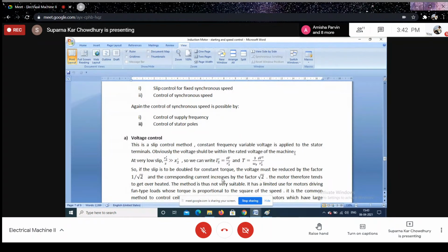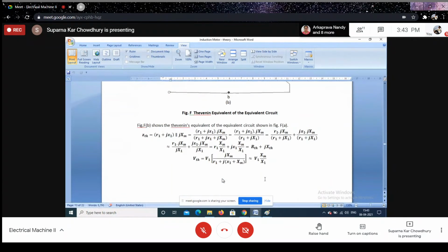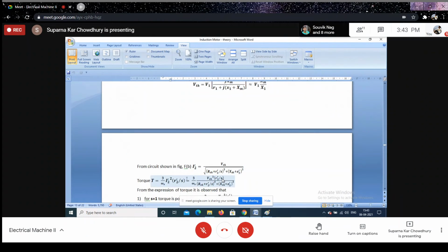First one is the voltage control. Now, if you remember the torque expression, this is the torque expression. Here you can see that this was R Thevenin. R Thevenin is Xm by X1, which is almost 1, so approximately R1. X Thevenin is also approximately equal to X1 because this ratio is almost 1. So your torque expression we can write as supply voltage square, R2 dash by s, divided by (R1 plus R2 dash by s) whole square plus (X1 plus X2 dash) square.